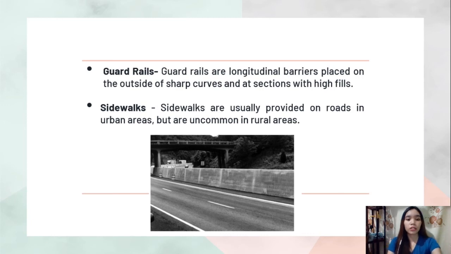Next is the guardrails. So guardrails are longitudinal barriers placed on the outside of sharp curves and at sections with high fills. So their main function is to prevent vehicles from leaving the roadway. The next is the sidewalk. So sidewalks are usually provided on roads in urban areas but are uncommon in rural areas. Nevertheless, the provision of sidewalks in rural areas should be evaluated during the planning process to determine sections of the road where they are required.